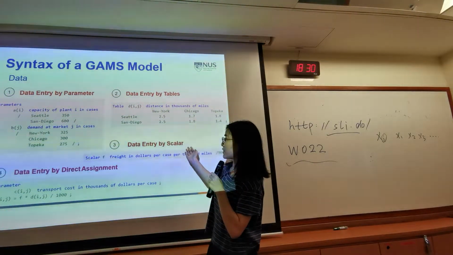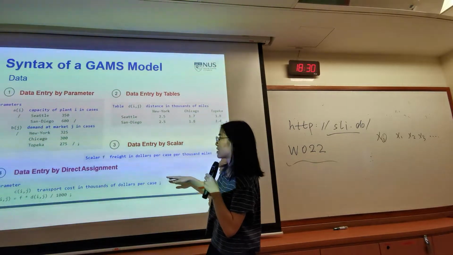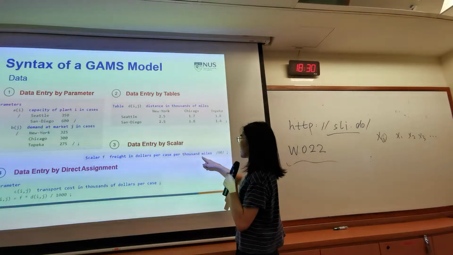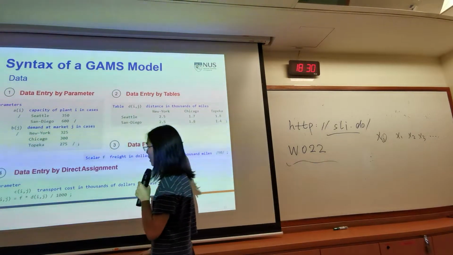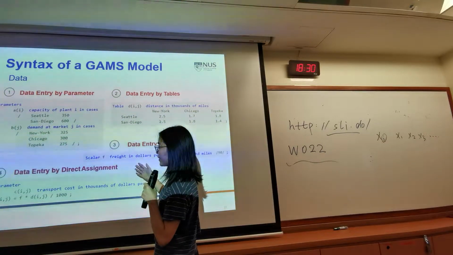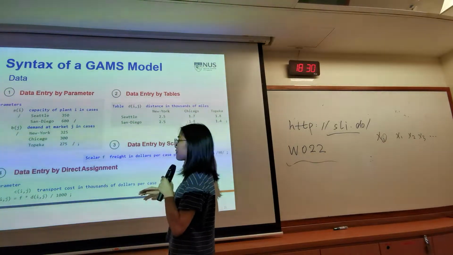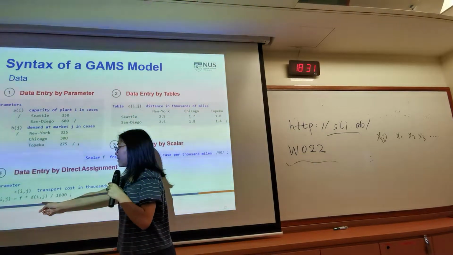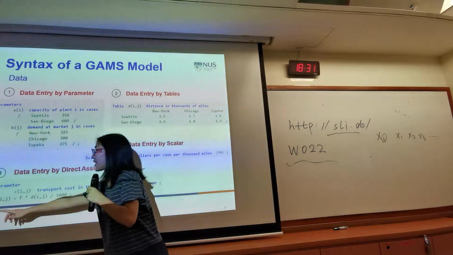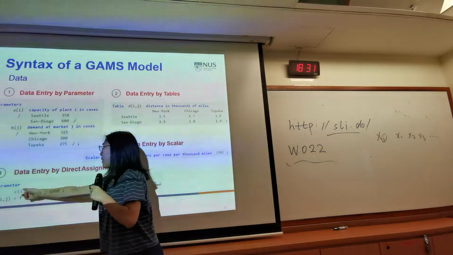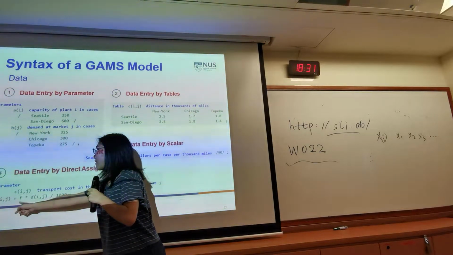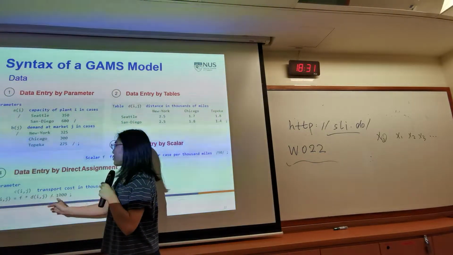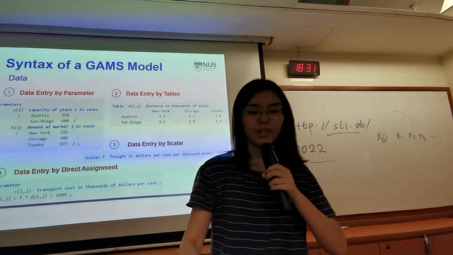The third way is using data entry by scalar. So you can define a scalar f, which is 19. The fourth one is data entry using direct assignment. So, for example, after defining Bij and f, you can calculate a new parameter Cij using f, which is a scalar, times this table to get a new parameter.